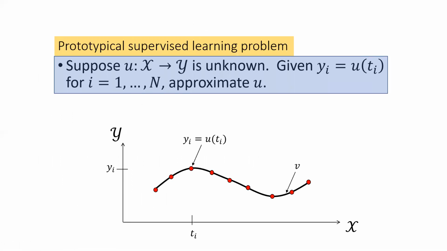First we'll briefly introduce Gaussian process regression. Here we have the prototypical supervised learning problem, where U is some unknown relationship between two quantities, X and Y. Based on a finite number of measurements, the question is, how can we approximate this relationship U?